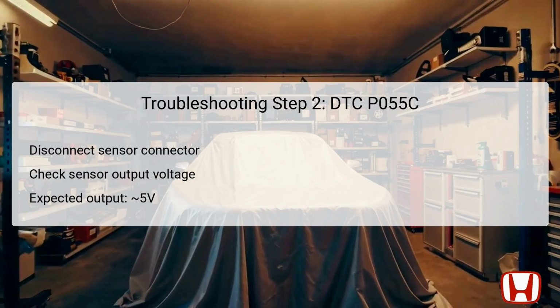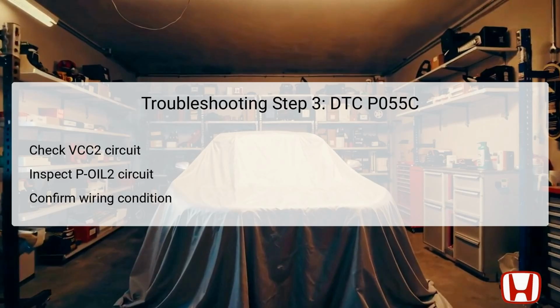If the voltage aligns with expected values, the issue may reside in the wiring or PCM instead of the sensor itself. Conversely, if the voltage reading is significantly lower, this suggests a problem with the rocker arm oil pressure sensor, indicating the need for replacement or further inspection. This methodical inspection is crucial for ensuring accurate diagnosis and effective repairs.